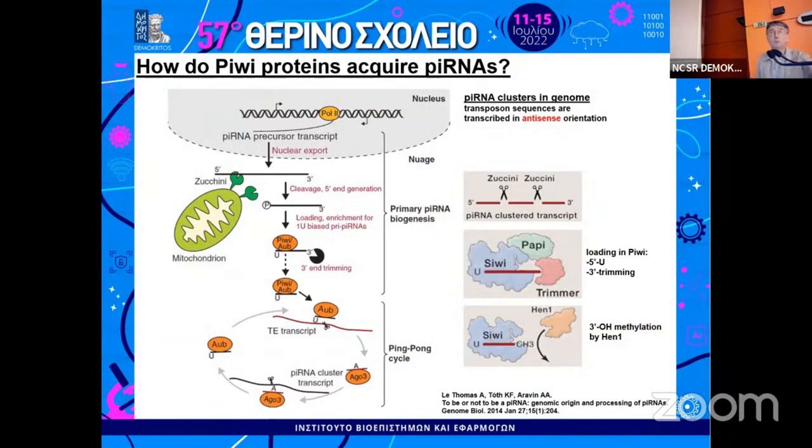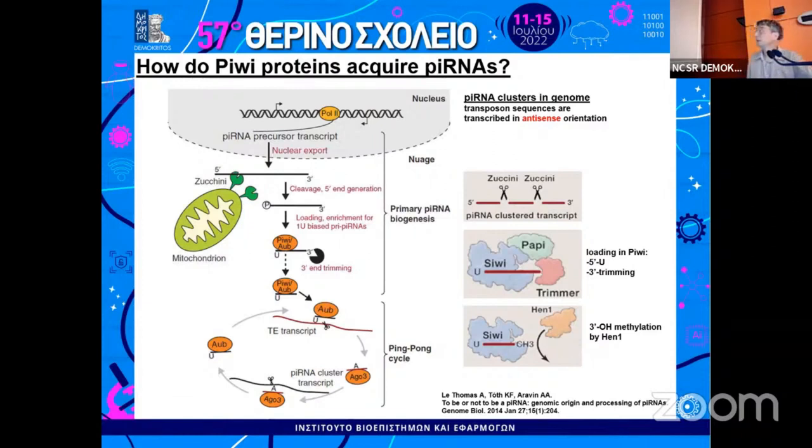How do the PIWI proteins acquire the piRNAs? Actually, in the genome of animals, there are genetic loci called piRNA clusters. In general, they are located in the heterochromatin. They consist of repeat sequences and transposons, and they are transcribed by a dedicated transcription machinery. Typically, such transposon sequences always have some transcripts in antisense orientation.